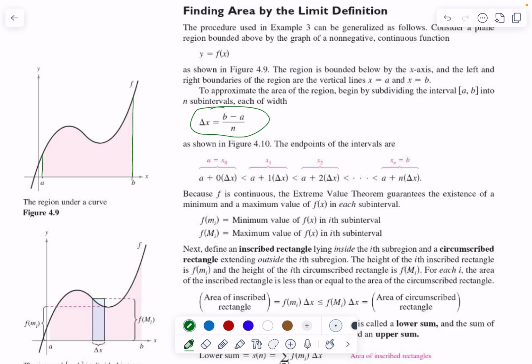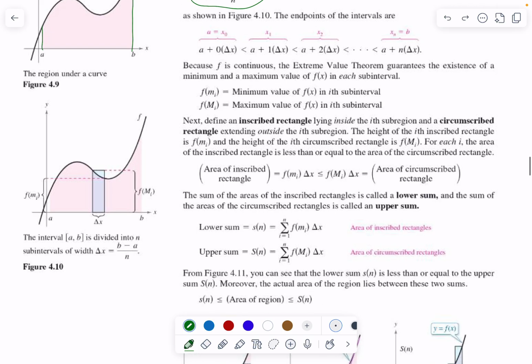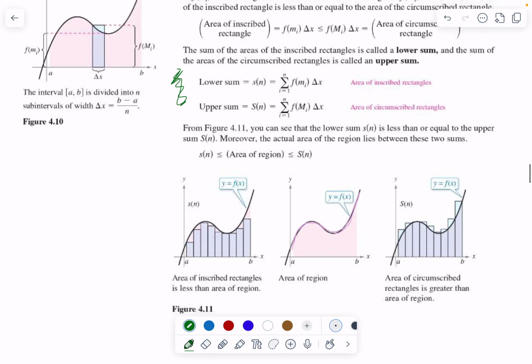So the width is always going to be the upper bound minus the lower bound divided by n. And again, n is arbitrarily large. When we're doing our limits, the limit as x approaches infinity, you can think of this as the limit as n approaches infinity. Same kind of idea. And all this is saying is, down in here, with enough rectangles, meaning an infinite number, the lower sum and the upper sum are going to eventually equal one another.